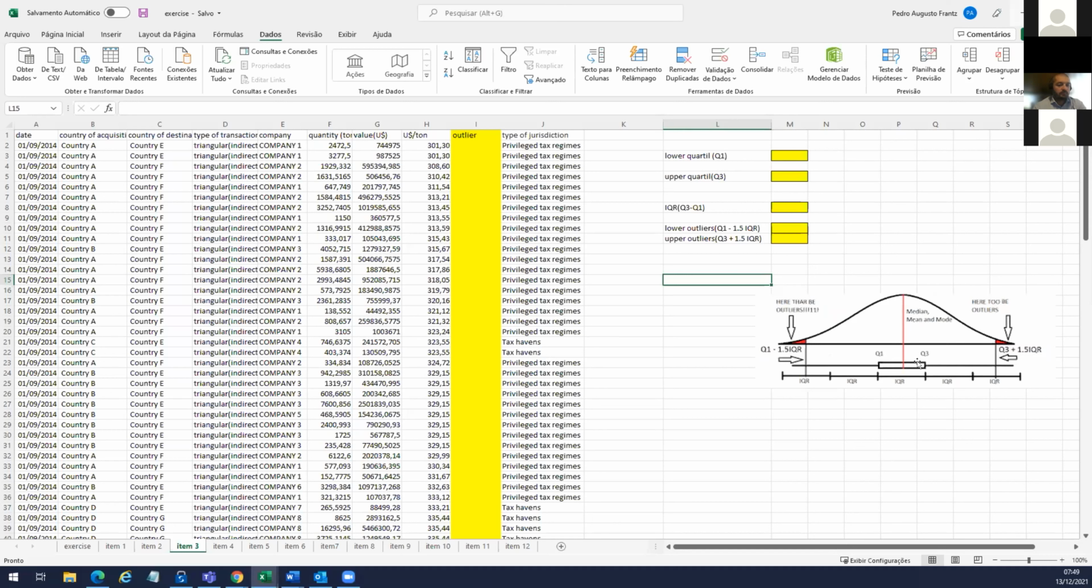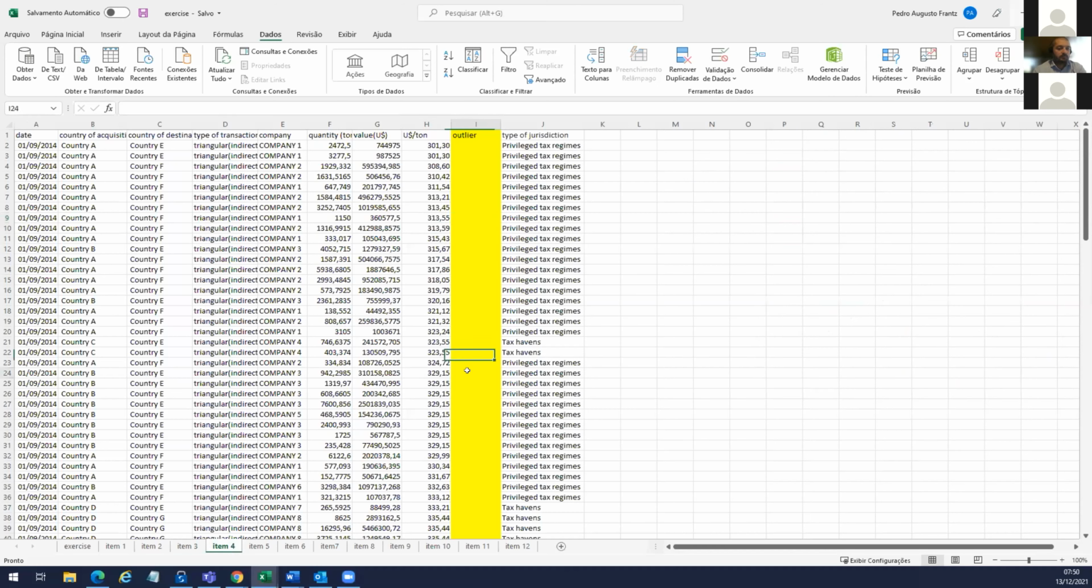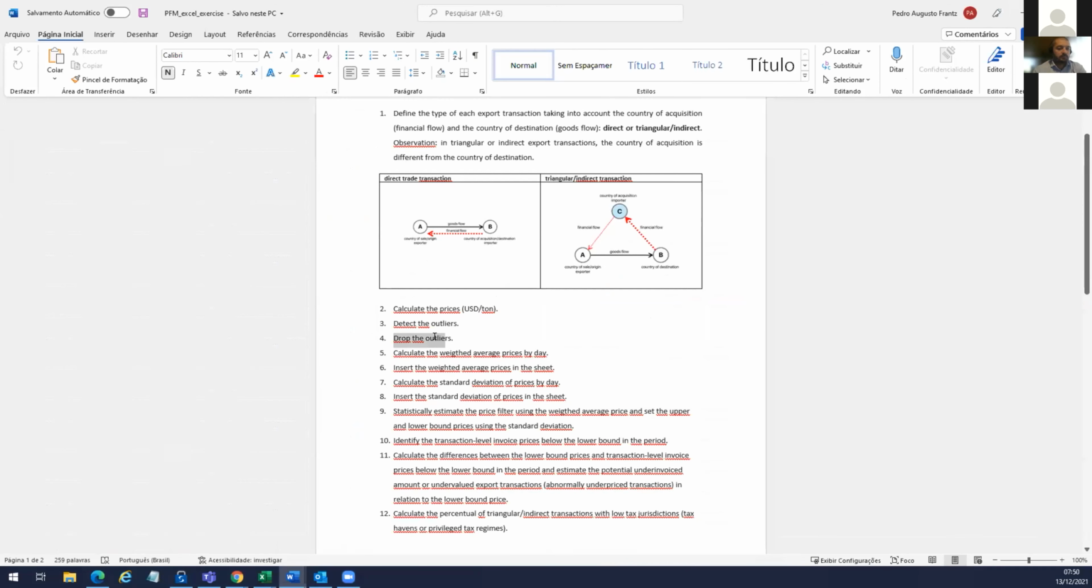This is asked for you to calculate here. I will show you later how to do this, but if you can try, you can make it. But if you don't manage to do this, I will explain later. Here in item 4, we ask you to drop the outliers that we calculated in the third item.